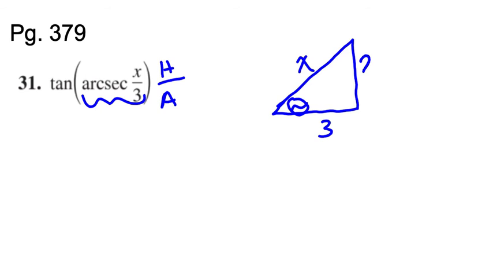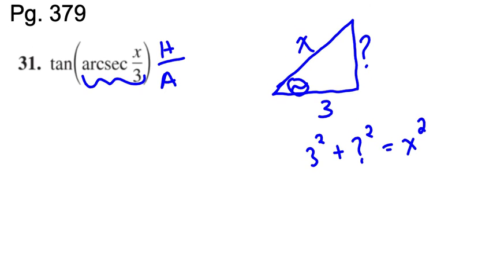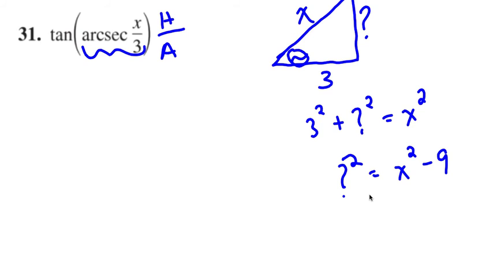I need to know this side over here. So we just use the Pythagorean theorem. So 3 squared plus question mark squared equals x squared. So question mark squared is equal to x squared minus 9 when I move the 3 squared over. And then take your square root. So we know question mark is square root of x squared minus 9.